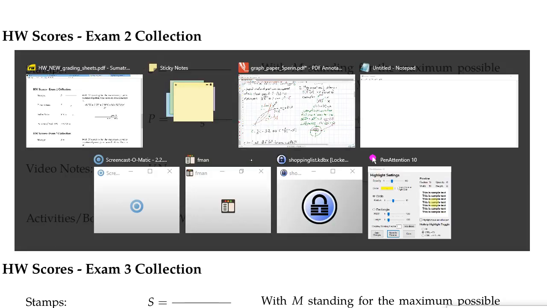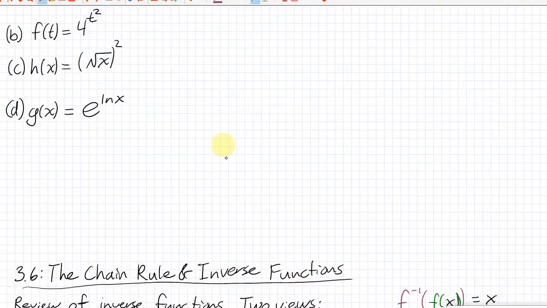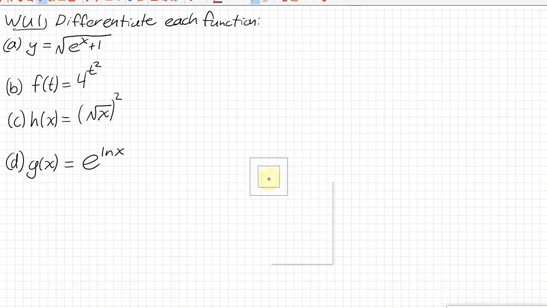Anyways, let's get to the warm-ups. Here's the warm-up problem. These are derivatives.